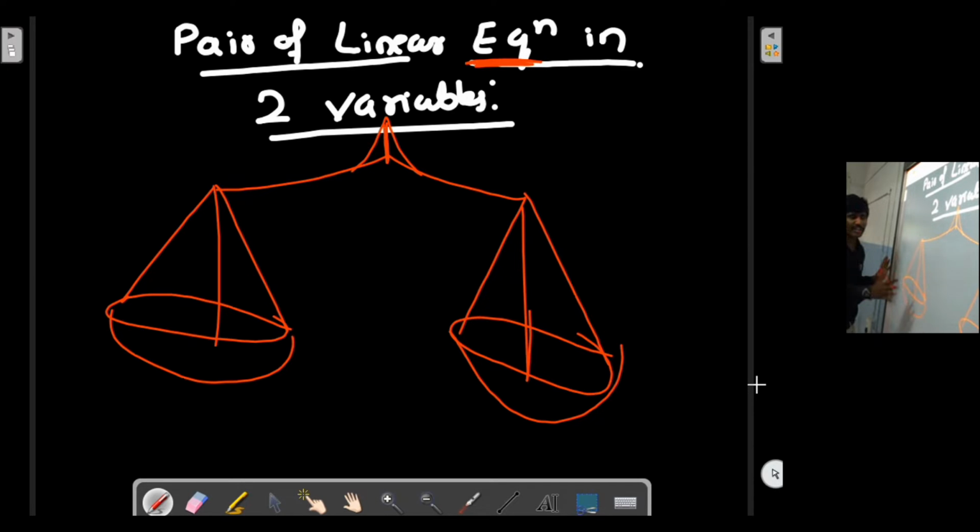So here this is one expression, and here this is one expression. Are these two expressions equal or not? These two expressions are equal. So in mathematics also, equation is nothing but what? It is a mathematical statement where two expressions are equal.